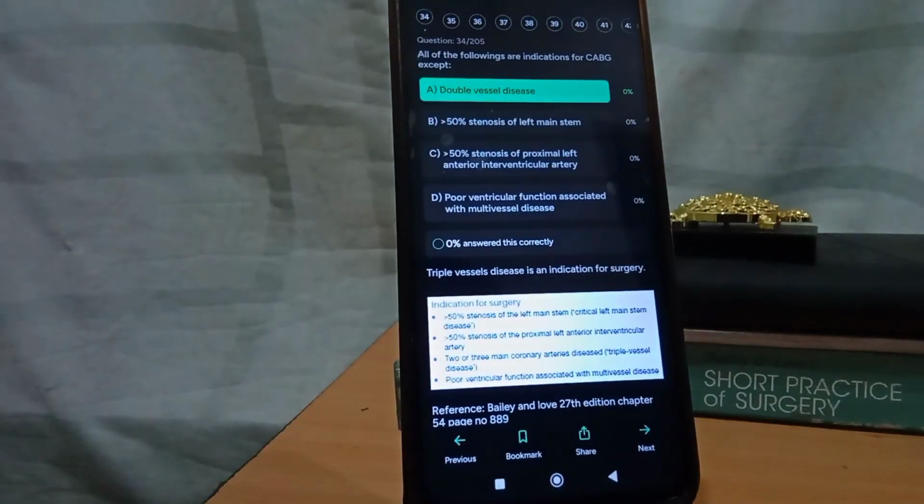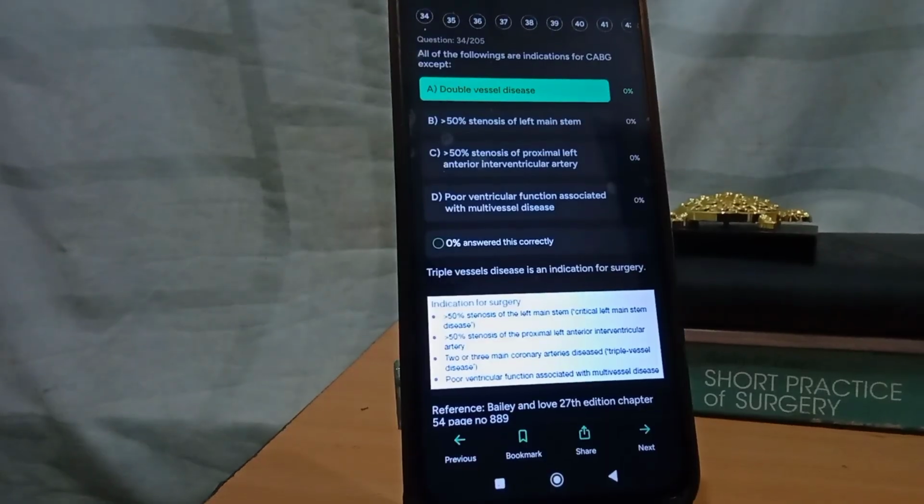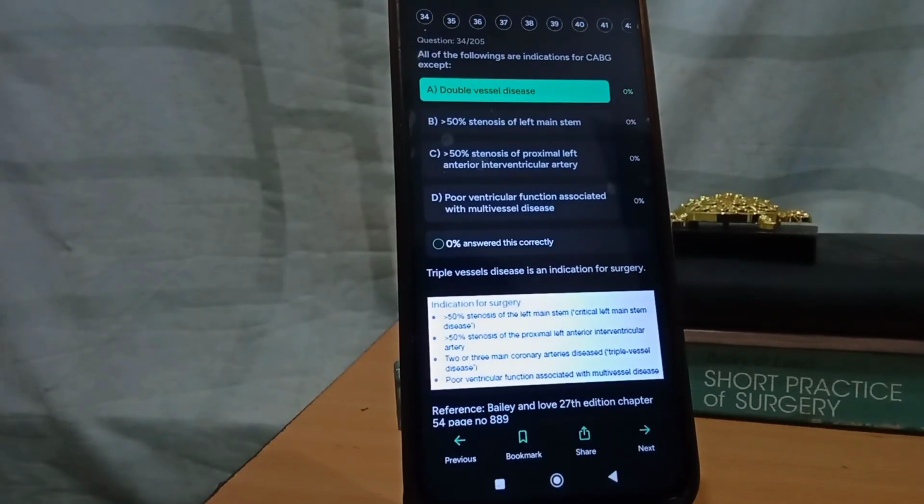So the question is, all of the following are indications for CABG except. That is double vessel disease.